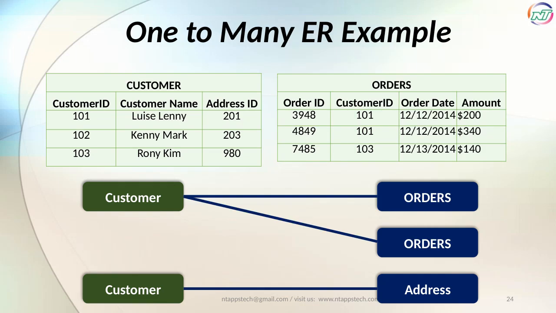Here we see an example of a one-to-many relationship between customers and their orders. Each customer is identified by a unique customer ID in the customer table, with names like Louise Lenny, Kenny Mark, and Roni Kim. On the other side, the orders table lists individual orders, each with an order ID, the related customer ID, the date of the order, and the amount spent. This setup shows how one customer can have multiple orders linking through the customer ID, which acts as a key connecting the two tables. This kind of relationship helps organize data efficiently, so we know which orders belong to which customer without duplicating customer details in every order record.